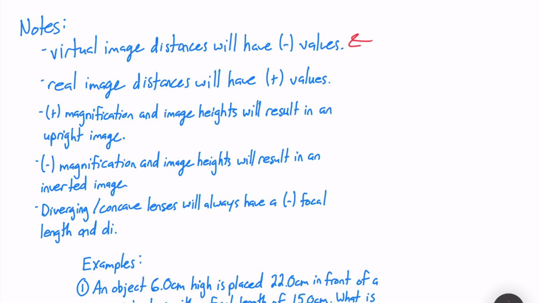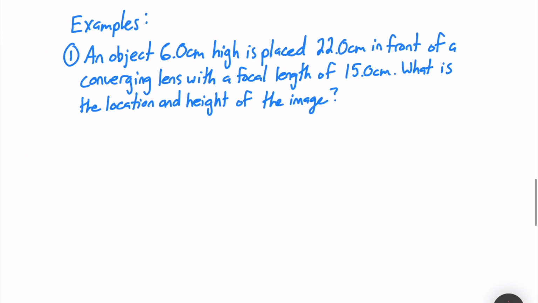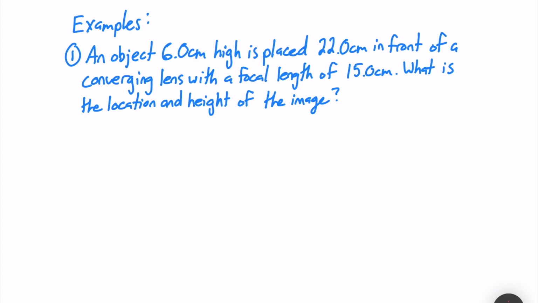Okay, so with that in mind, let's go over a couple of examples here. Number one, I'll just zoom in a little bit, make it more clear for us. It says an object that is 6.0 centimeters high is placed 22 centimeters in front of a converging lens. I'm going to just underline that for later. With a focal length of 15 centimeters, what is the location and height of the image?